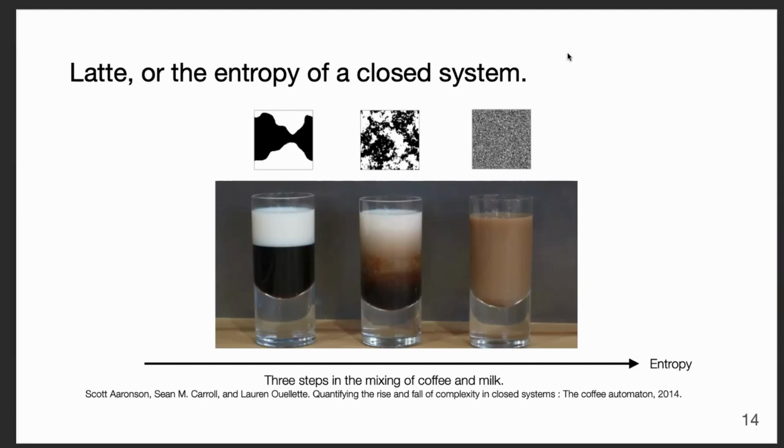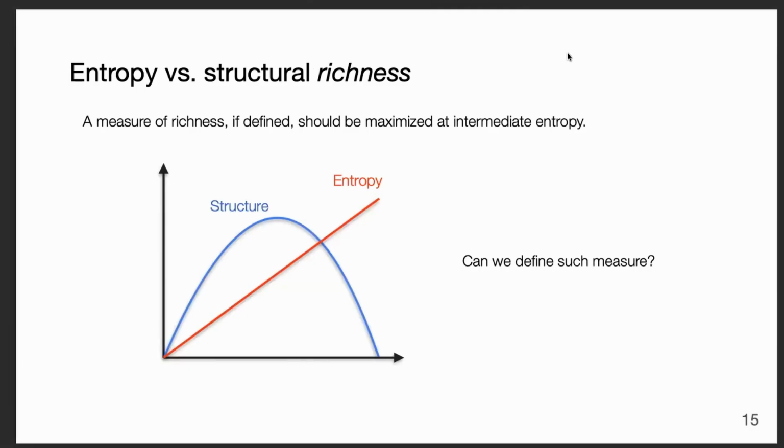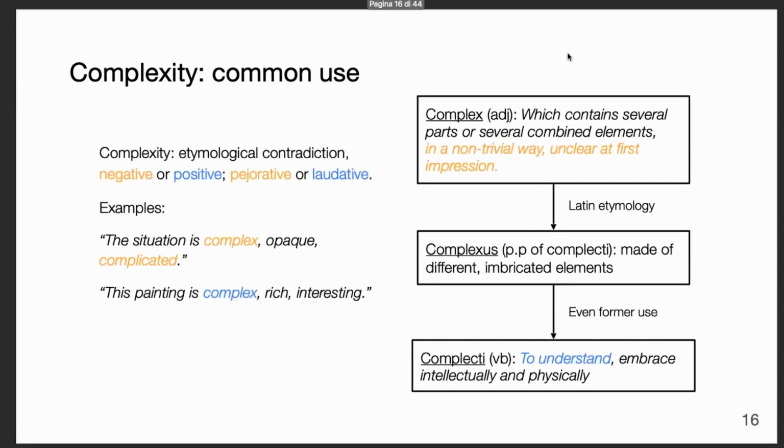And so we started with that idea, and we said, okay, can we define such a measure that will not be linked directly to the entropy, but more to the structure, to the richness of the images? And before going into the details of how we build such a measure, there is a term that we need to explain a little bit more, which is complexity. Complexity, in common use outside the context of science, is something that is either negative or positive. Two examples: if you say the situation is complex, it's opaque, it's complicated, it's rather a negative sense. But then if you say this painting is complex, it's rich, it's interesting, then you have a more positive note on what complexity can be.